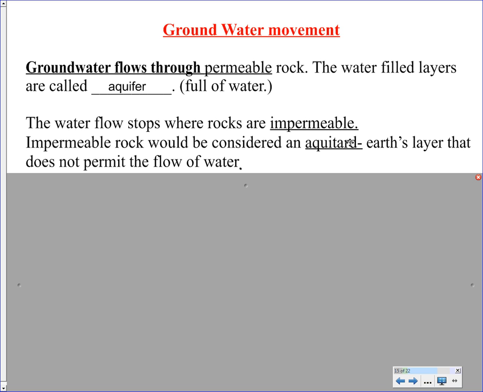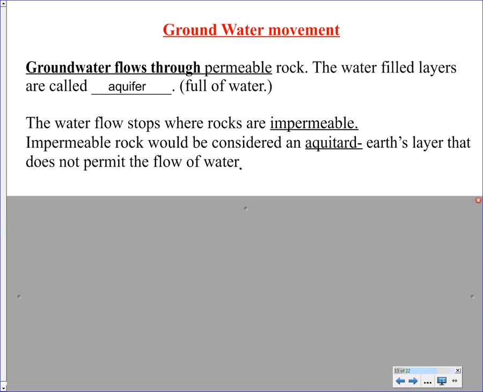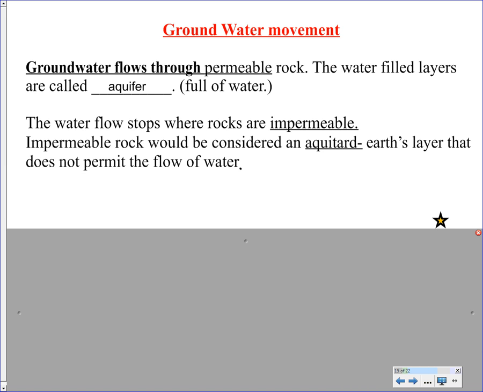Why would we not want to drill wells where there's aquitards? Water stagnant. Good. You can't get any water. Why would we want to drill wells where aquifers are? So we can get water. Why can we not drill a multiplicity, lots of wells? It'll dry out the water, because what happens to the water table? The water table goes down. Very good.